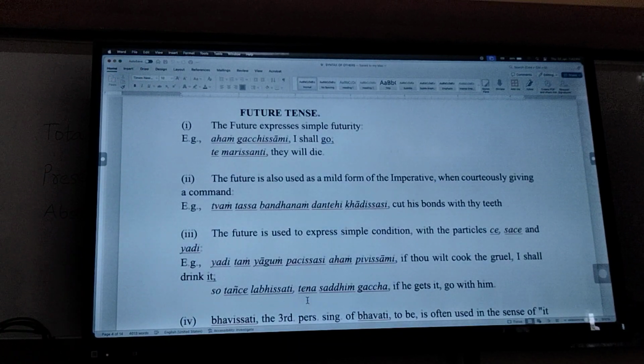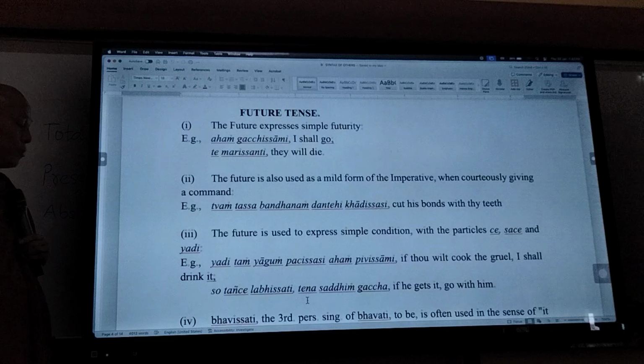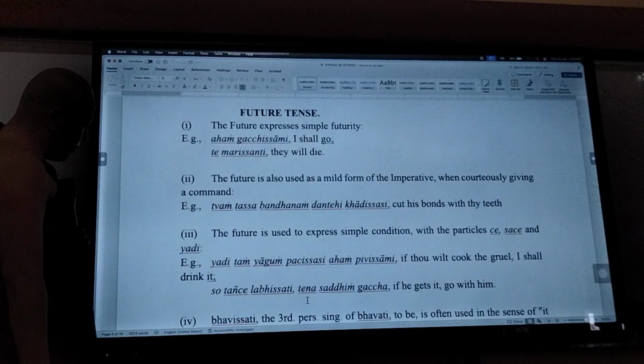So if you cook, I will drink it. In this case it is just simple: there is no possibility or impossibility, no missing or previous condition. It just shows the condition. So if you cook, I will drink. If you don't, I won't, in this way.